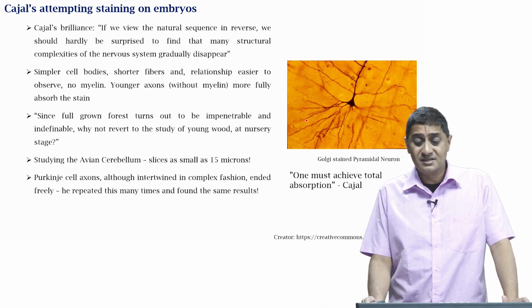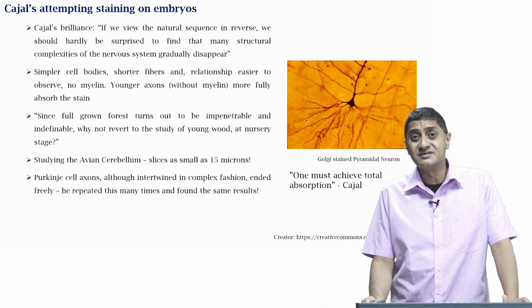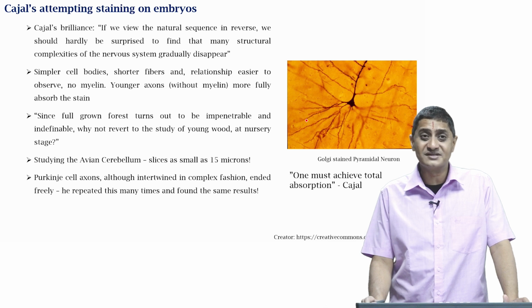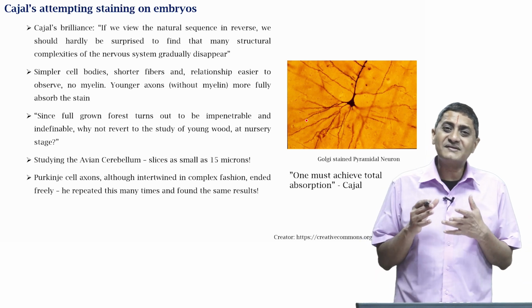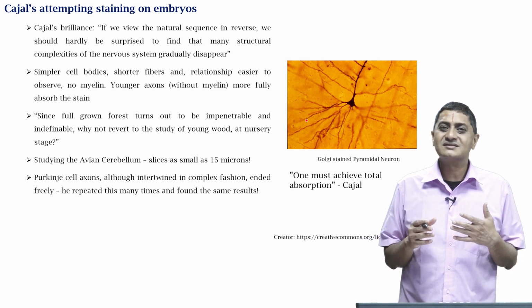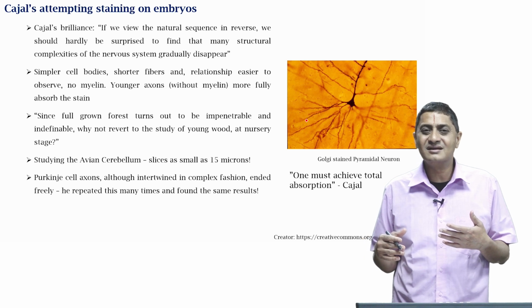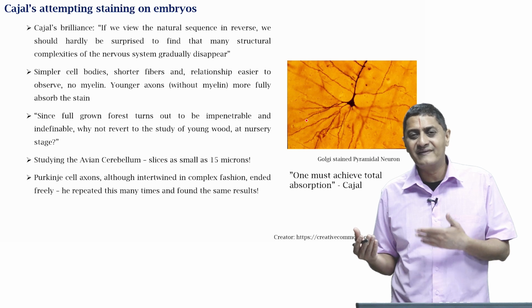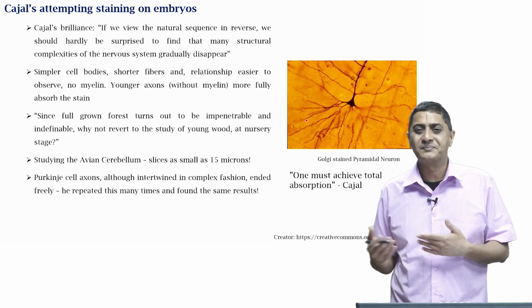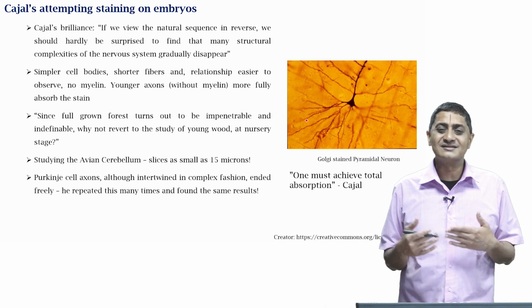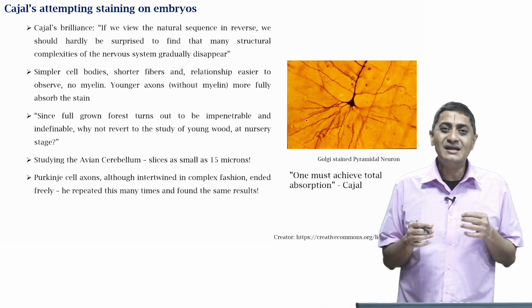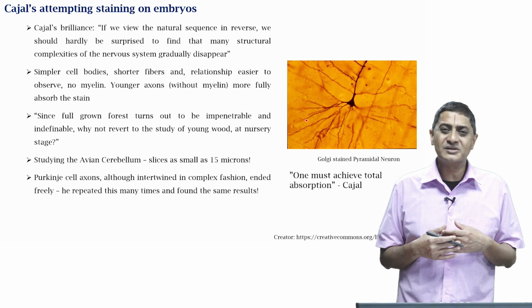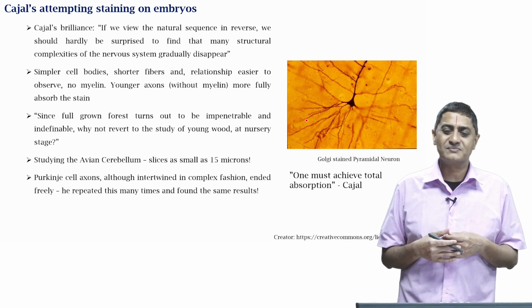If you study embryos, that is, if we view the natural sequence in reverse, we should hardly be surprised to find that many structural complexities of the nervous system gradually disappear. That is, the complexities of the nervous system start manifesting as the embryo goes on to grow, get born, and then grow on to become an adult. That is about when the complexity is at its highest. But in an embryo, much of the complexity does not exist.